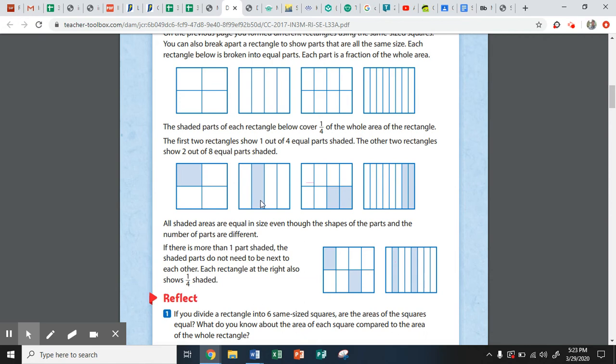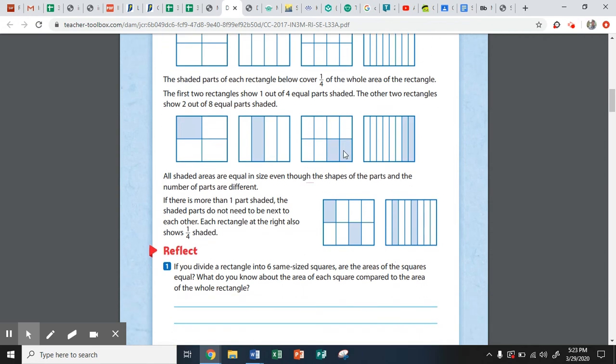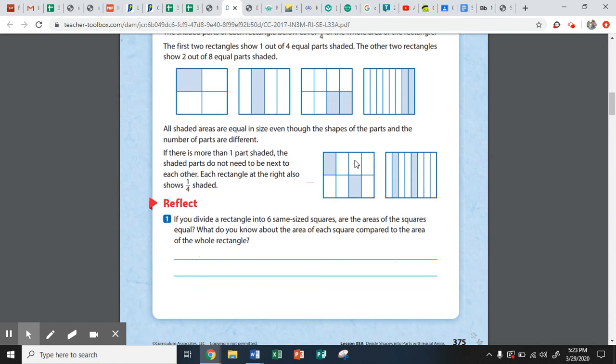This one, we have 1 colored in out of 4, is also 1/4. Now up here it says the other two rectangles show 2 out of the 8 equal parts shaded. So this one shows 2 colored in out of 8 altogether. 1, 2, 3, 4, 5, 6, 7, 8. 2 out of 8. So that's 2/8. And this one here, 2 are colored in out of 8. So that's 2/8. So we can kind of group these together. These two are both 1/4, and maybe I'll do a different color. And these two are 2/8. Okay.